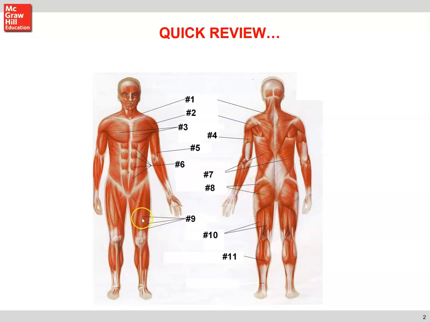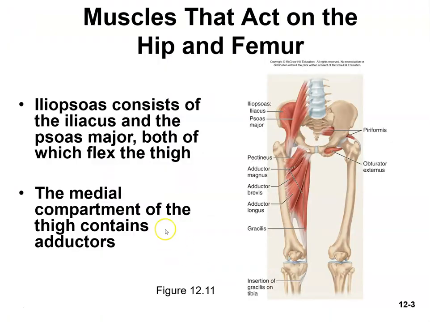Number 9, you have rectus femoris, vastus lateralis, vastus medialis. And then number 10, you have biceps femoris, and then semitendinosus, semimembranosus, gastroc, and you have Achilles down here. Soleus is underneath the gastroc.